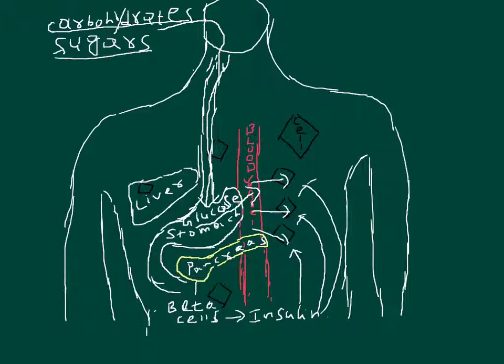Now, logically speaking, if there is decreased insulin secretion, or if the cells do not respond to the available insulin, then there will be diabetes. So, what are the causes of diabetes type 2?